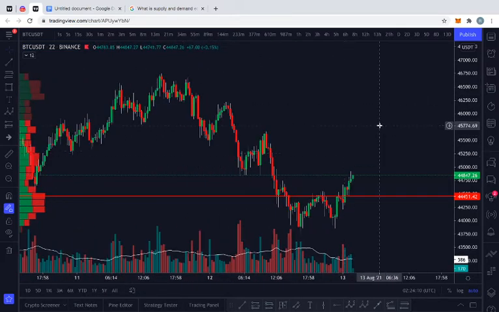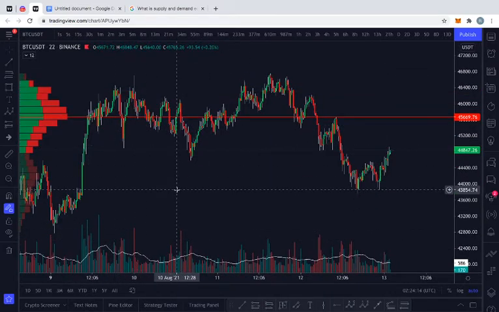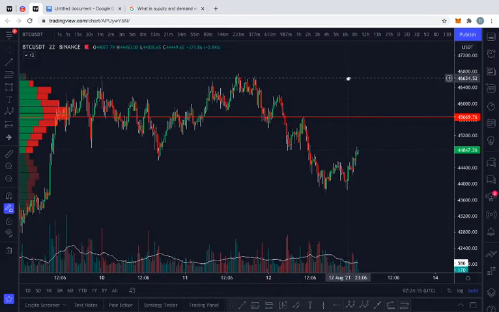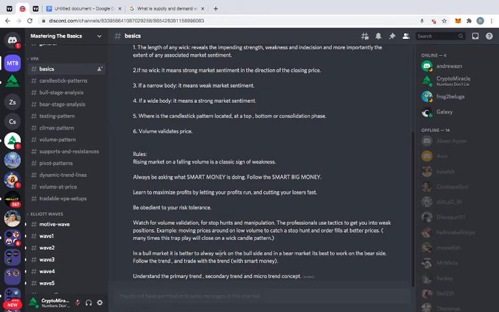I'd keep looking and filtering what time frame are the market makers using, what time frames are the bots using, and so that's what you want to do. You want to look for the best time frames to trade. Understand the primary trend, secondary trend, and the micro trend concept.